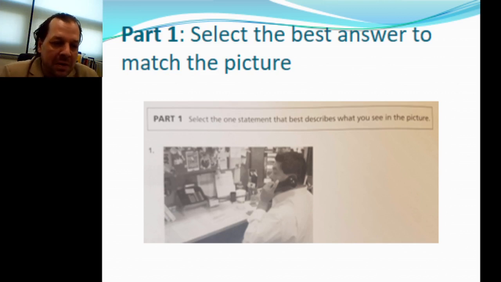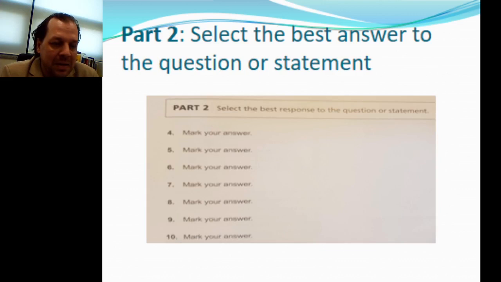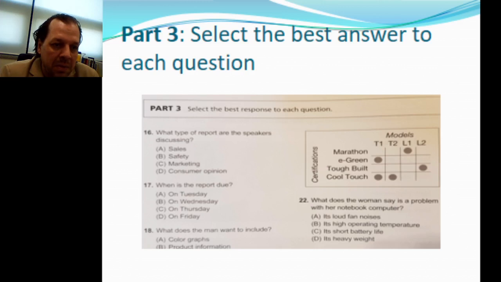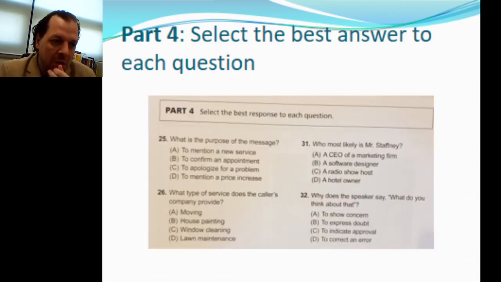So these are the different kinds of units. You're going to have to choose the best answer to match the picture, so there'll be pictures in part 1. Part 2 will be select the best answer, A, B, C, to each question or statement. Part 3 will be select the best answer for each question, so you have to listen to the dialogue or the narrative carefully. There might be some maps or graphs, or some visual aids to look at as well. Part 4 is the same thing: select the best answer to each question. And again, you might be supplied with some visual cues.